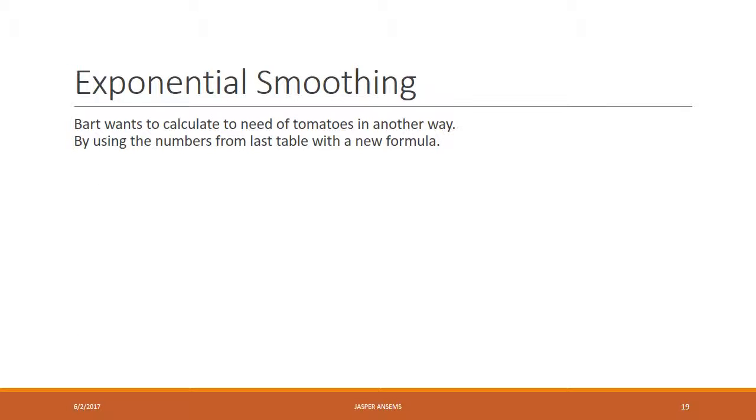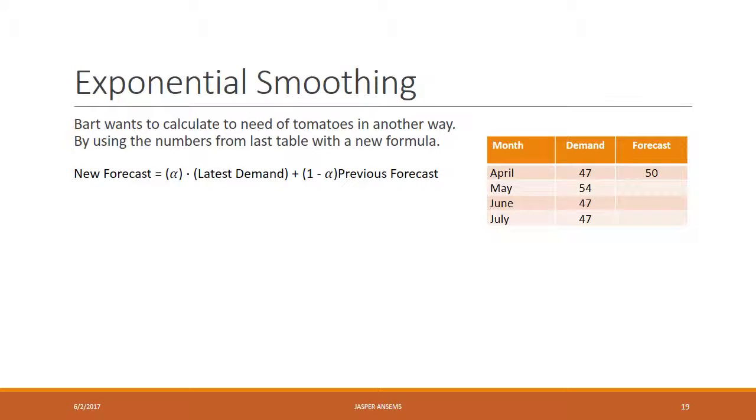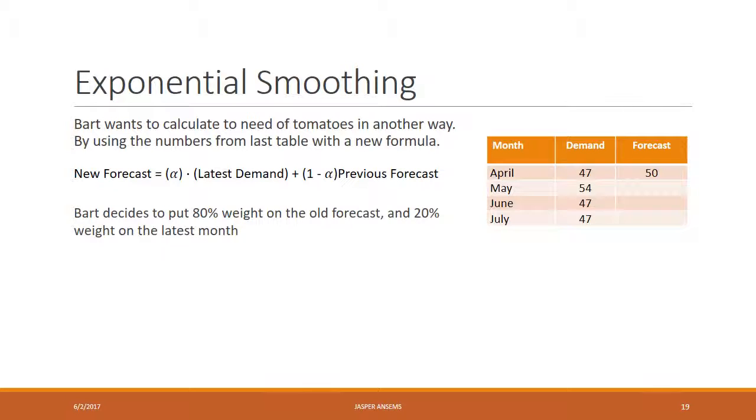We also have exponential smoothing. Bart wants to calculate the need of tomatoes in another way by using the same numbers but with a new formula. So this formula is: new forecast is A, which Bart can decide for himself, times the latest demand plus 1 minus A times the previous forecast. So we have the same table as last sheet, and now we need to decide for May, June and July our forecast. Bart decides to put 80% weight on the old forecast and 20% weight on the last month.